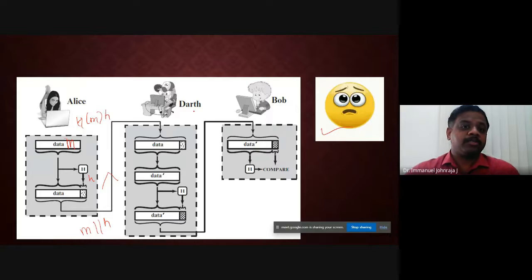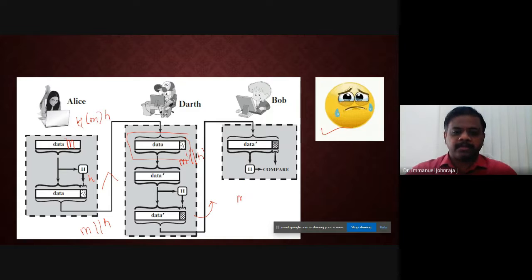What Darth is doing: he takes the data. He is actually intercepting. It is not mandatory for him to take this data. It is not useful for him, let's assume. What does he do? He creates another data M dash, probably a change in the message content. He generates H dash because H of M dash is H dash. He is sending these two. Now Bob receives M dash and H dash. He is thinking that it has come from the actual person.